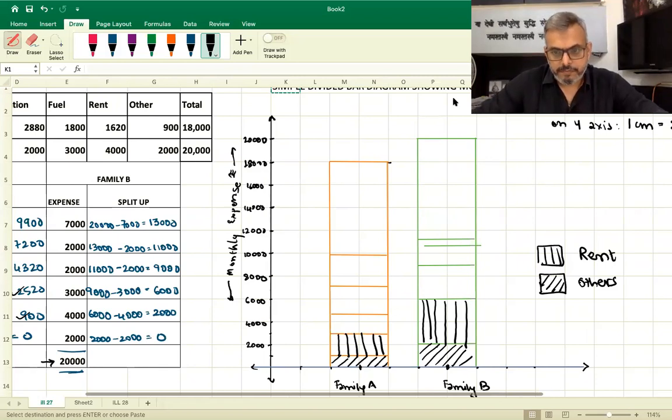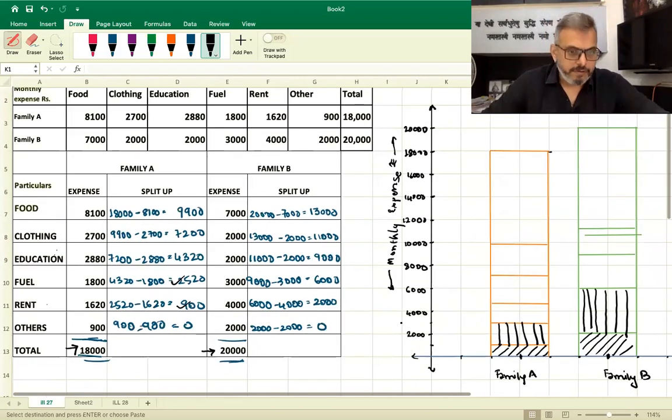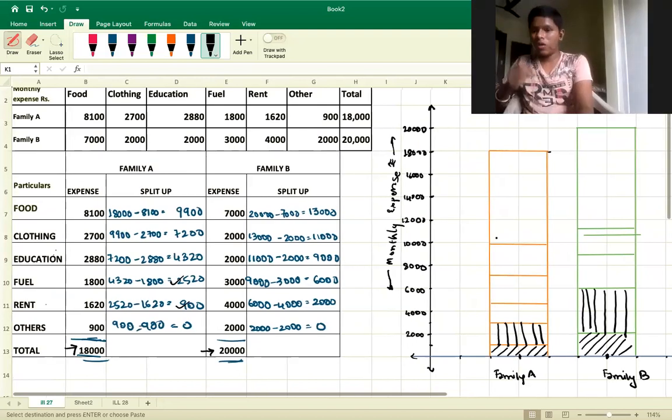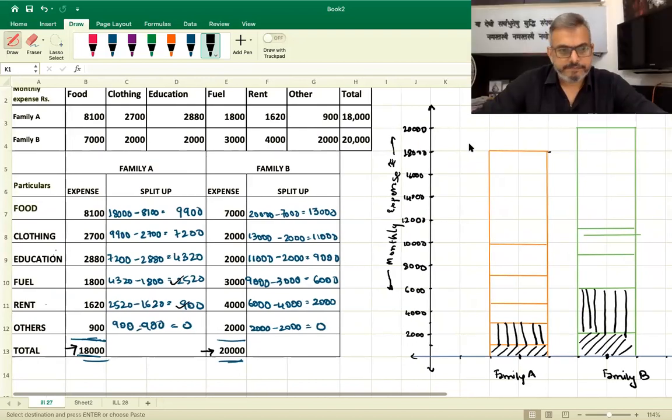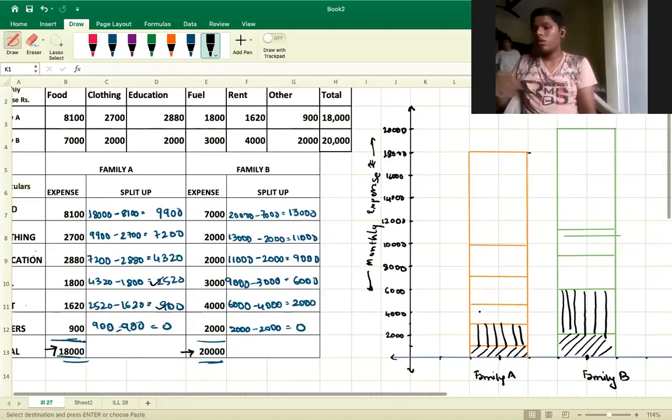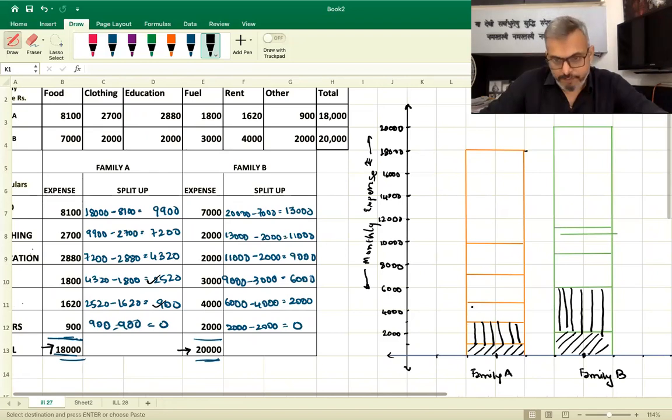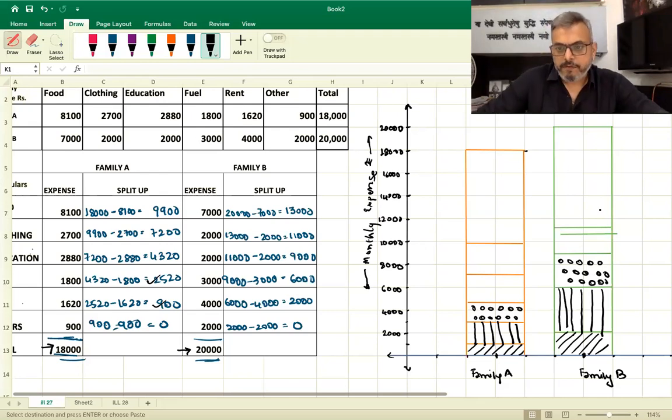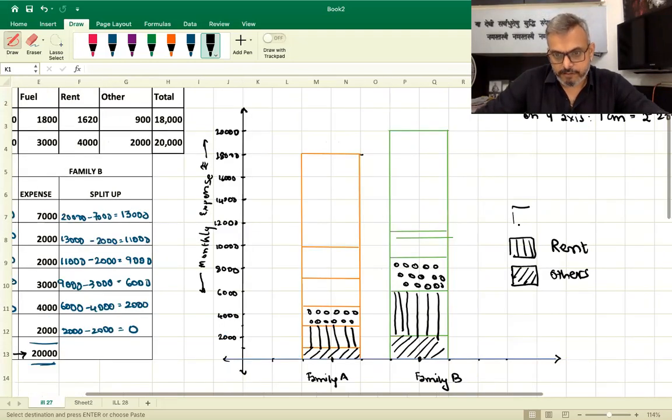Okay, shading करो. You can use different color pens also. Okay, you can do that. Then fuel. Now for fuel I will take droplets. Very precious these days. गवर्नमेंट ने बहुत भाव बढ़ा दिया है. So I'll take fuel.